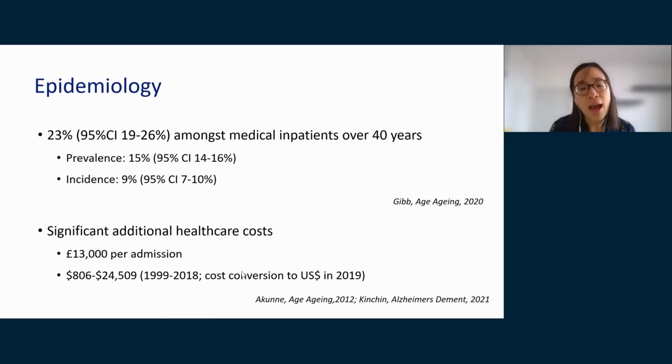Delirium is a huge financial burden to the healthcare system. One paper from the UK in 2012 quoted an additional cost of £13,000 per patient during admission. Another more recent paper estimated an additional cost of about $800 to $24,000 per patient across various different countries. It is important to highlight that there are also other long-term costs associated with delirium after patients are discharged from hospital. This cost may be associated with increased care needs, transfer to long-term care, or costs associated with increased dementia risk from delirium.